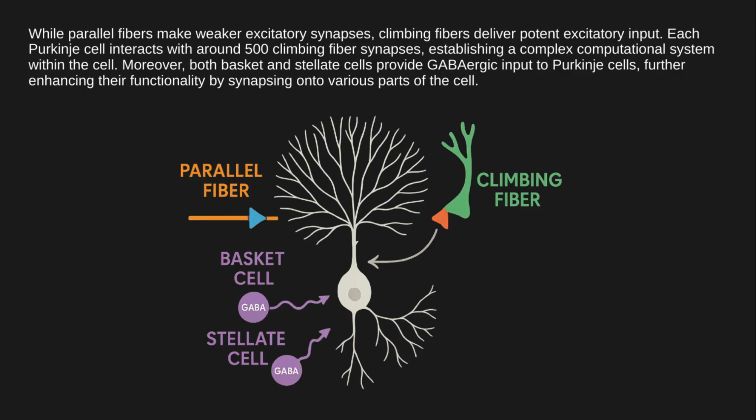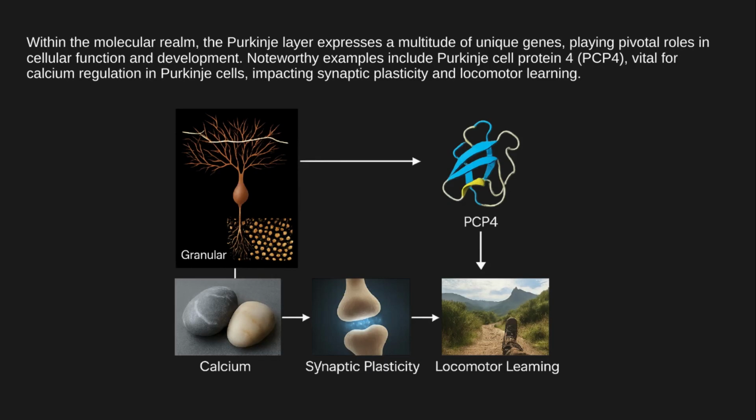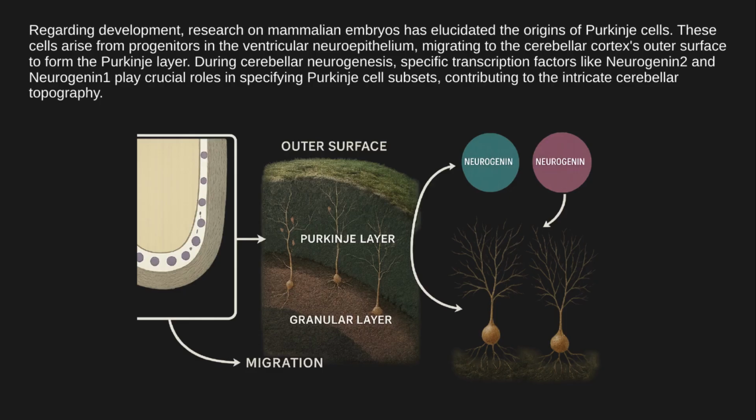Moreover, both basket and stellate cells provide GABAergic input to Purkinje cells, further enhancing their functionality by synapsing onto various parts of the cell. Within the molecular realm, the Purkinje layer expresses a multitude of unique genes, playing pivotal roles in cellular function and development. Noteworthy examples include Purkinje cell protein 4, PCP4, vital for calcium regulation in Purkinje cells, impacting synaptic plasticity and locomotor learning.